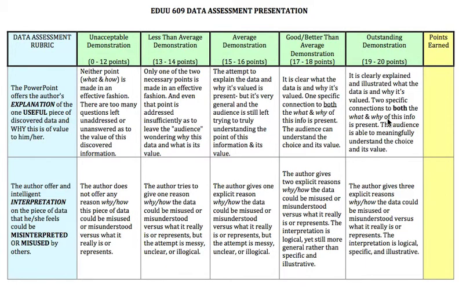So the outstanding demonstration, it is clearly explained and illustrated what the data is, right? So we have a clear understanding of what it is that you've discovered and why it's valued. Two specific connections to the what and the why. Two specific connections. So what? Give me two statements or bullet points, what it really is.